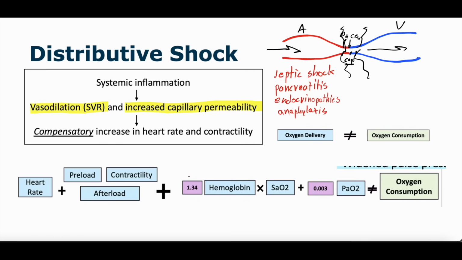If we look down here, this equation, this is from the first video. It's the oxygen delivery versus oxygen consumption equation. Because we said shock is that you can't deliver enough oxygen for the amount being consumed. And the reason in this case you're having trouble delivering enough oxygen is because there's a much higher degree of oxygen consumption in distributive shock, right? You have this systemic inflammation. All your tissues are in overdrive. They're consuming a bunch of oxygen.